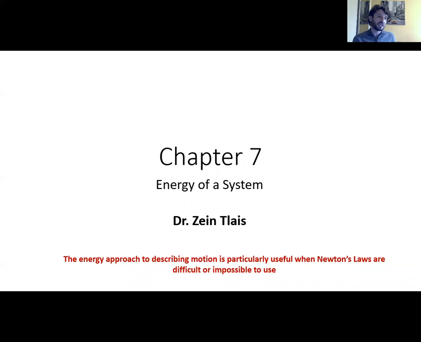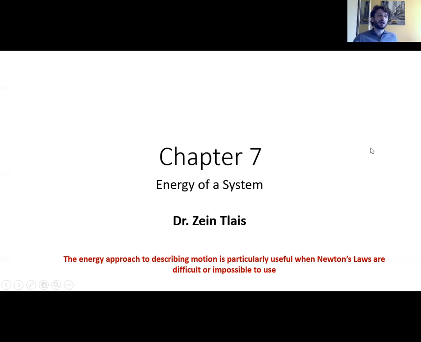So the energy of a system is a new method. It helps to study the motion of a system to find the velocity. For example, we can find the kinetic energy of a system, which equals half mv squared. If you have the energy, you can calculate v. If you have v, you can calculate the position and the time by using kinematics equations.